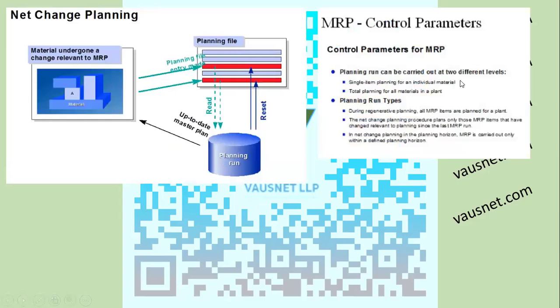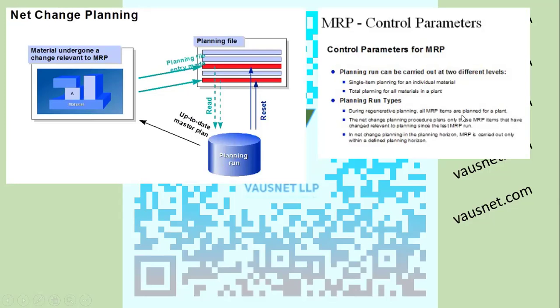Planning run can be carried out at two levels, single item or individual material, or total planning. So in the planning file, we actually plan how the planning will be done, whether it will be for material or for total. During regenerative planning, all MRP items are planned for a plant. The net change planning procedure plans only those MRP items that have changed relevant to planning since the last MRP run. Net change planning procedure.